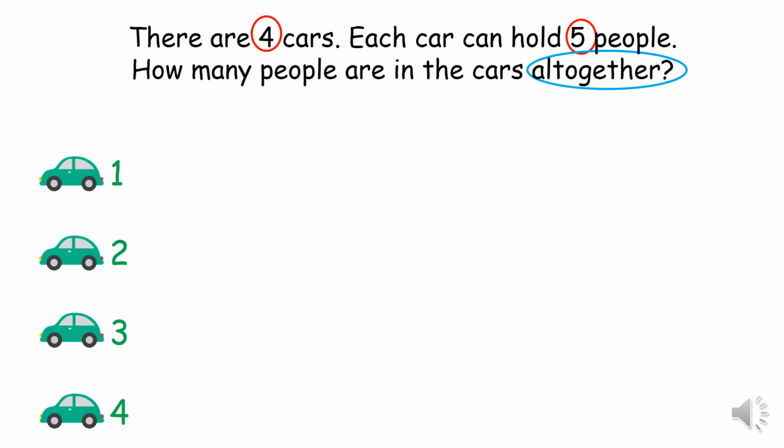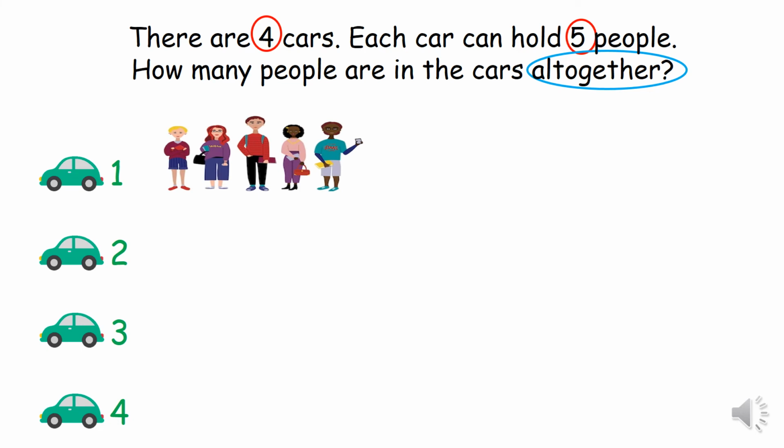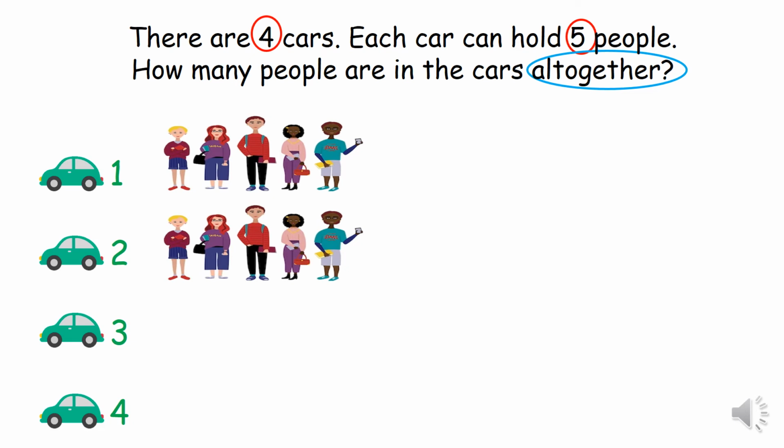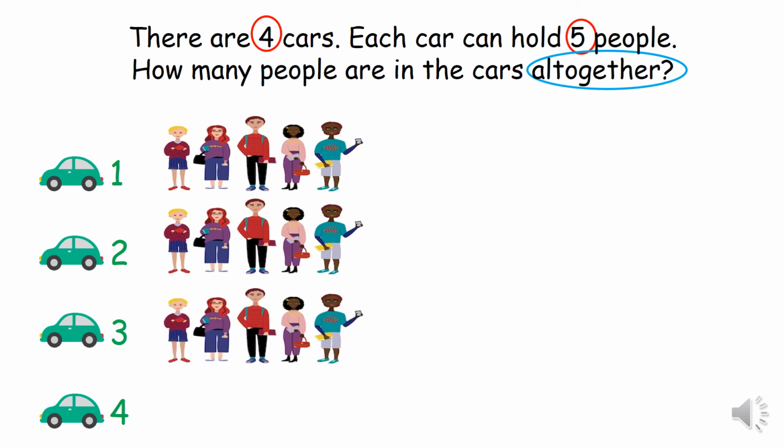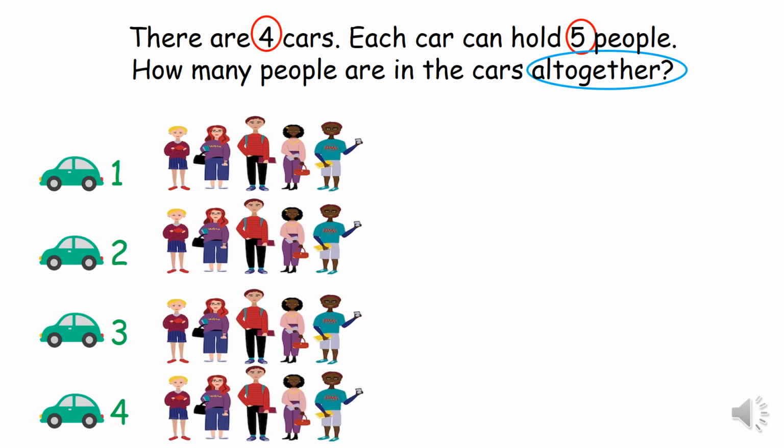So here I've got my 4 cars. The picture clues will help me work this out. 4 cars. How many people need to be in each car again? That's right, 5. So we need to make sure 5 people are going into each car. Here are 5 people. So we have 1 group of 5. 2 groups of 5. 3 groups of 5. 4 groups of 5. We've made 4 groups of 5. 4 times 5. 4 times 5 equals 20.